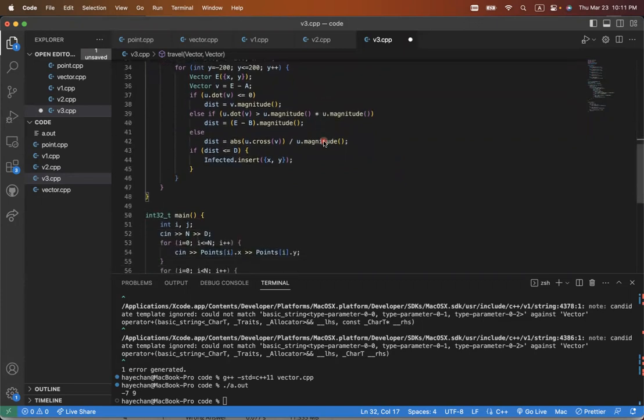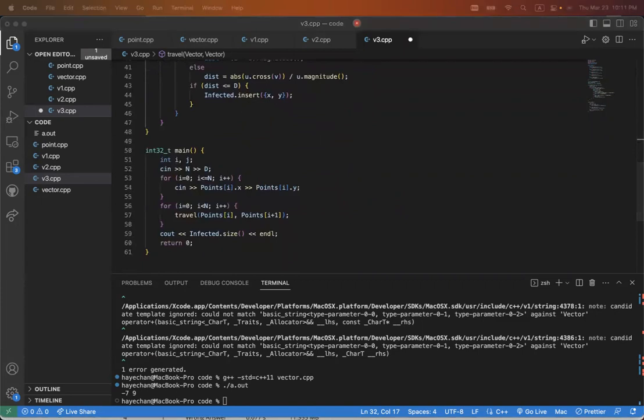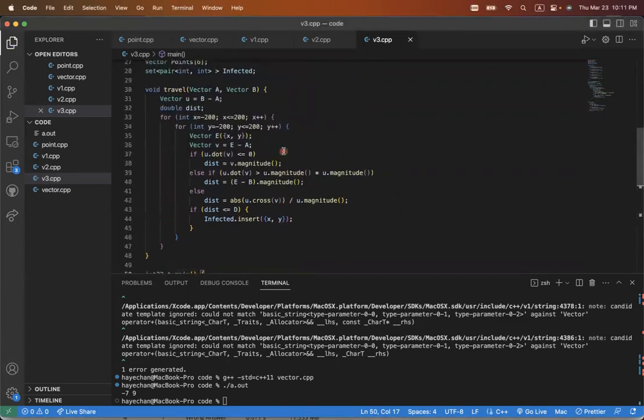Okay, that's the vector version. And one more time, if you want to eliminate imprecision, then I'll let you figure out how to improve upon this version and eliminate the floating point imprecision here.